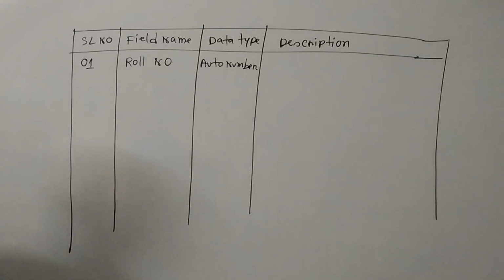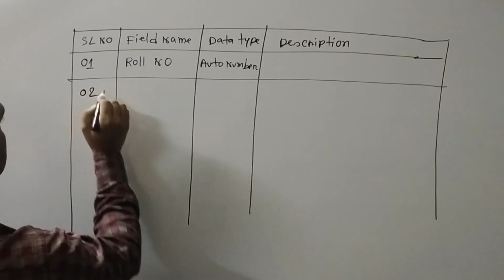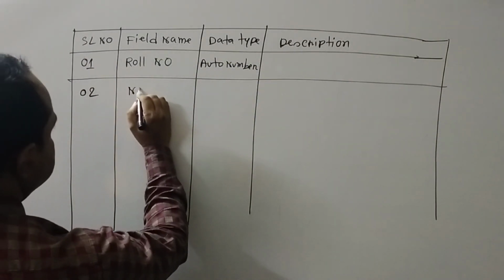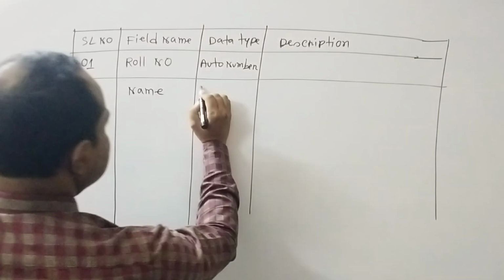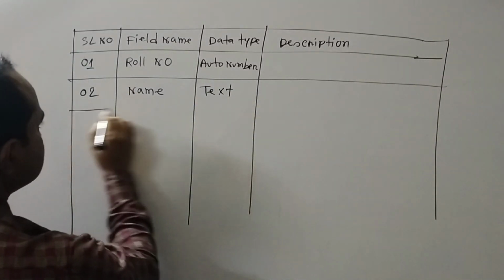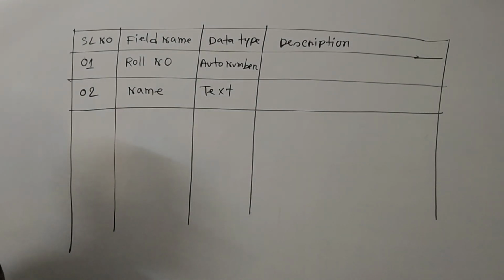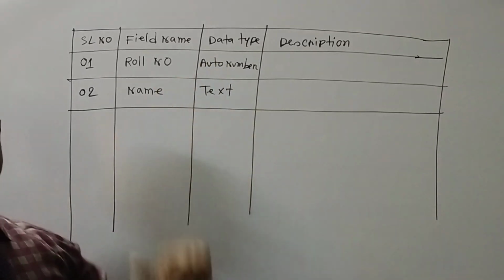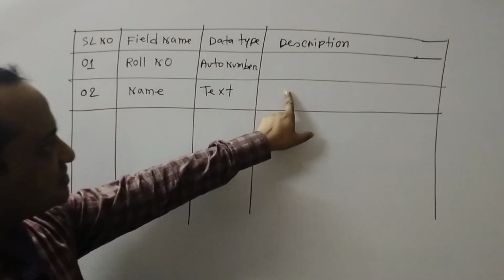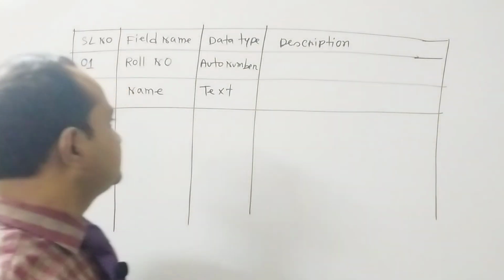Right, everybody? And next one is number 2, field name is name. There are some names here, and name data will be text. And you know, text data type is used to write any name, father's name, mother's name, own name, district name, any place name. To write this type of name, we can use text data type. So right here, this data type is used to write any name, father's name, mother's name, etc.